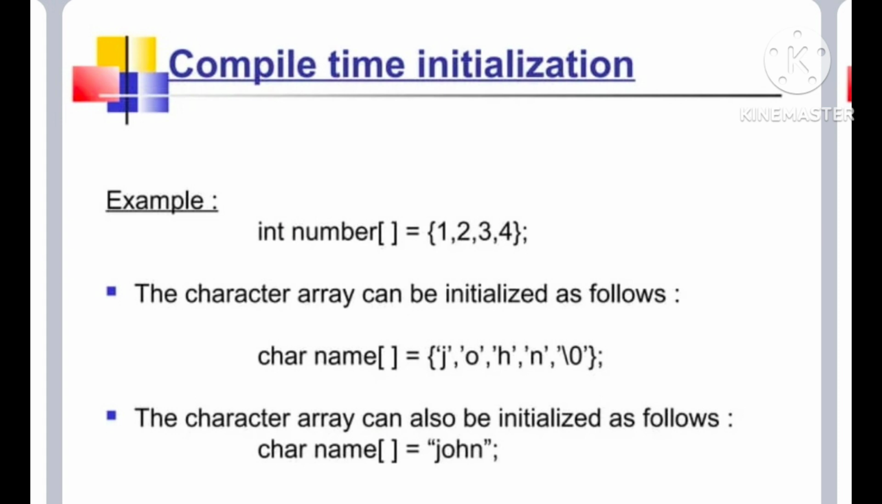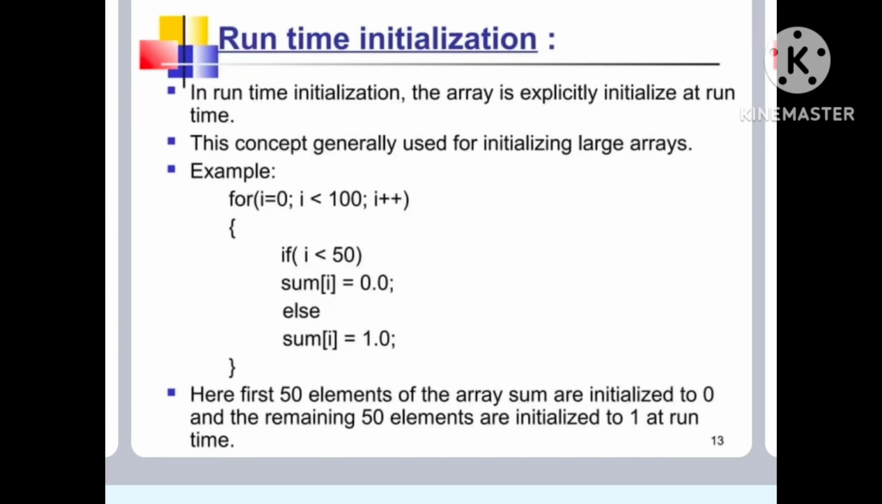The character array can be initialized as follows: char name[] = characters. The character array can also be initialized as follows: Runtime initialization. In runtime initialization, the array is explicitly initialized at runtime. This concept is generally used for initializing large arrays. Here, first 50 elements of the array sum are initialized to 0 and the remaining 50 elements are initialized to 1 at runtime.